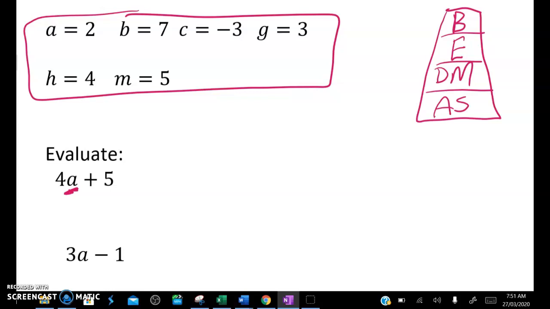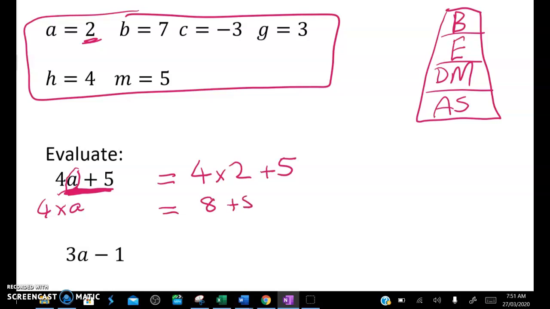So the first one we're going to do is 4a plus 5. So this is how we're going to set our substitutions out. We take the a and we're going to replace it by the number. But we know that 4a means 4 times a. So when we go to write it with the number, we have to pop those times signs back in everywhere. So 4a plus 5 is equal to 4 times 2 plus 5. And you can see now I'm back to a simple BEDMAS problem. The multiplication happens first, so I get 8 plus 5, and that gives me 13.